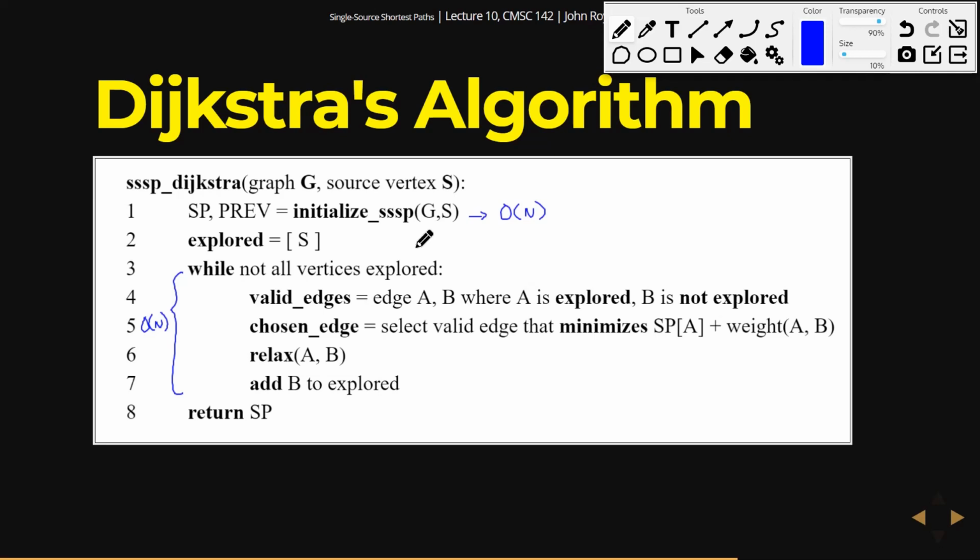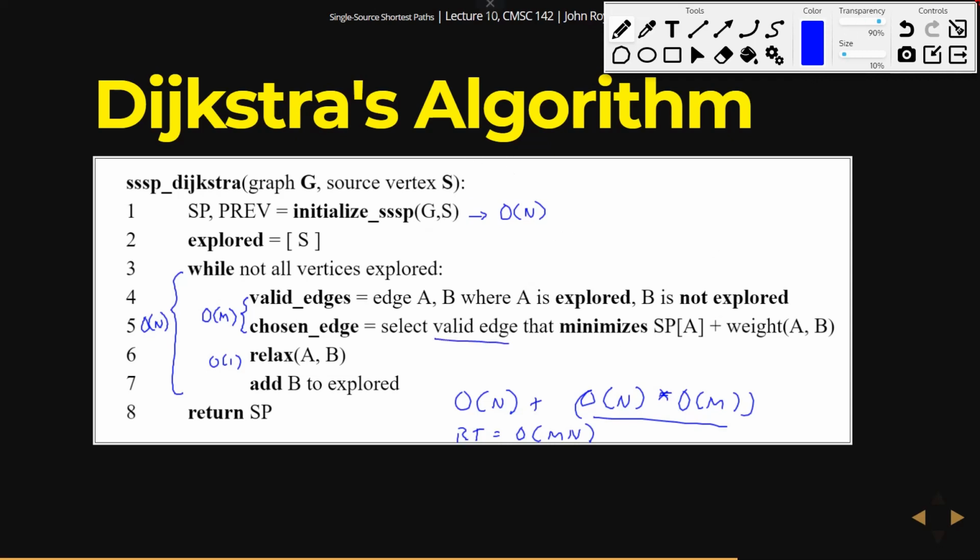And then at this part, you're choosing edges that minimize SP of A plus weight AB, and in the worst case you'll have to look at all edges, so this would take O of m. The relax part is only constant. So there is a loop here, and inside the loop you take O of m time, so this would be O of n plus O of n times O of m. In total, the running time is O of mn because of this one. Since we're multiplying, we are iterating O of n times, and at each iteration we could do at most O of m work because we are choosing a valid edge.